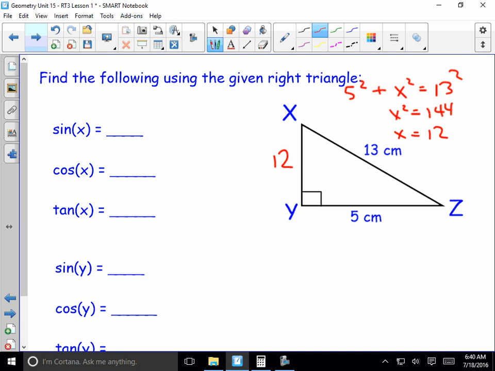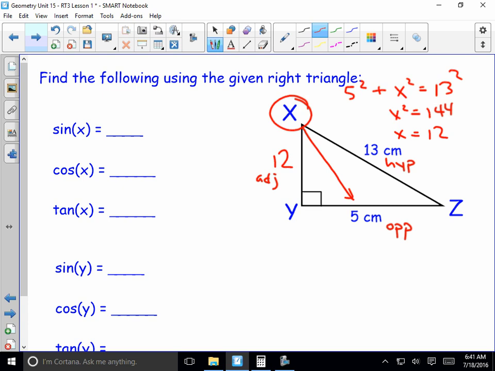Okay, so now the first 3, standing at x. So if we're standing at x, we've got our hypotenuse, opposite. Okay, the opposite is across from the angle that we're referencing, and then our adjacent. Okay, so always label your triangle and then use your ratios.